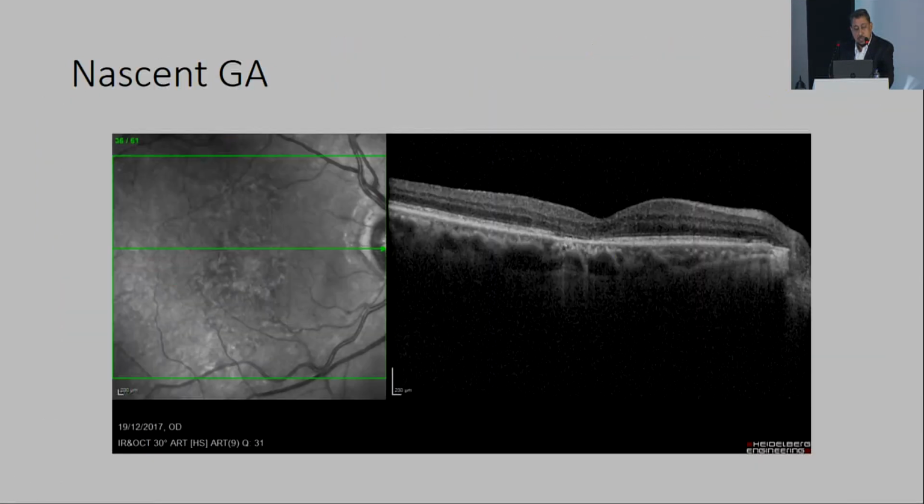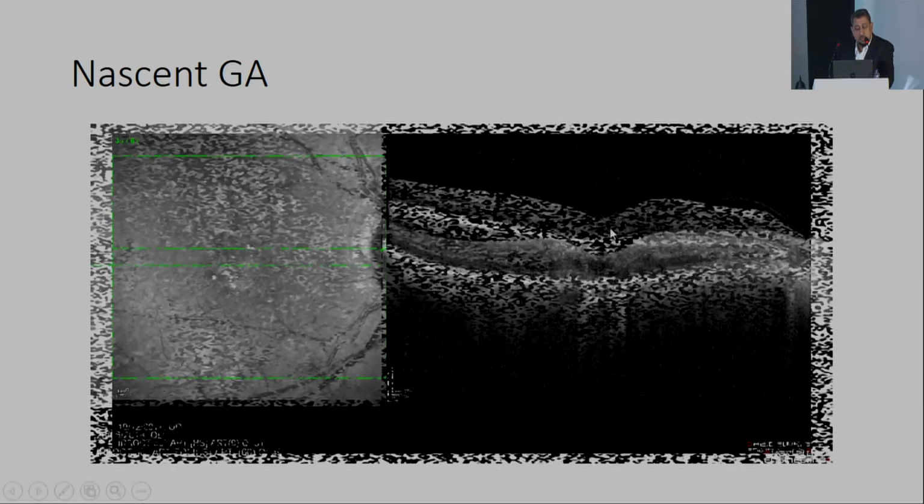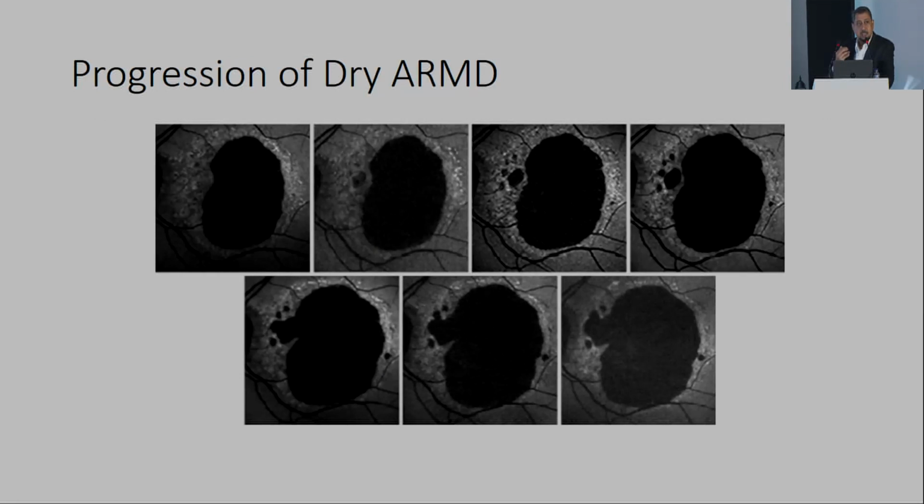And when this happens, it leads to a condition called nascent geographic atrophy. That's a geographic atrophy that's about to come. It's called nascent because you see here the layers dipping down. That is because there's lack of vertical support and the layers go down. So this is a particular condition called nascent geographic atrophy. It precedes geographic atrophy.